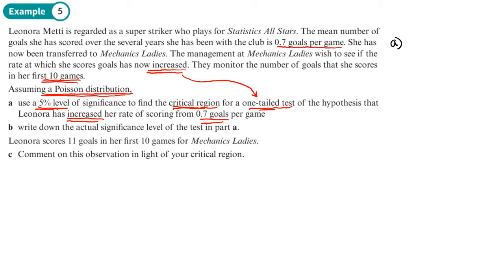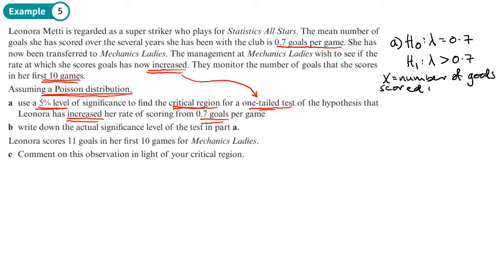So let's start first of all by writing down what's H0. Well, that's H1. That's 0.7. That's what she got in the past. We want to see if there's been any change. In fact, we want to see whether that rate of scoring has increased from 0.7. Now they monitor 10 games, her first 10 games. So X is going to be the number of goals scored in 10 games.